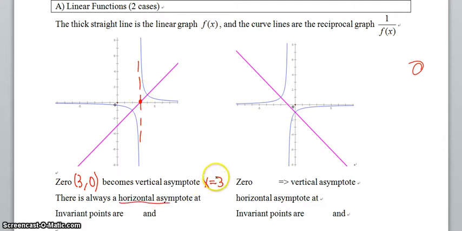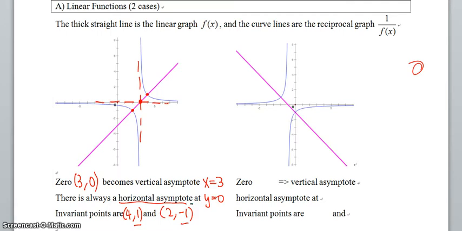There's always a horizontal asymptote at y equals 0. So there's always a horizontal asymptote here. And where are the invariant points? When the graph hits 1 and negative 1. So they look like (4, 1) and (2, -1). Whenever the y value is 1 and negative 1, they are the invariant points. So this is the linear case.